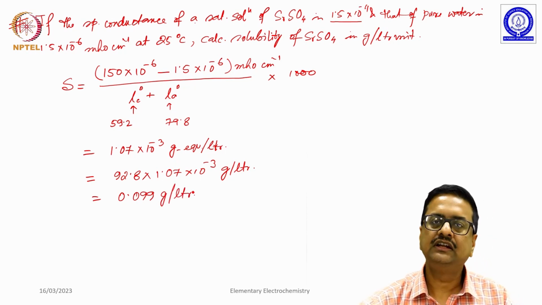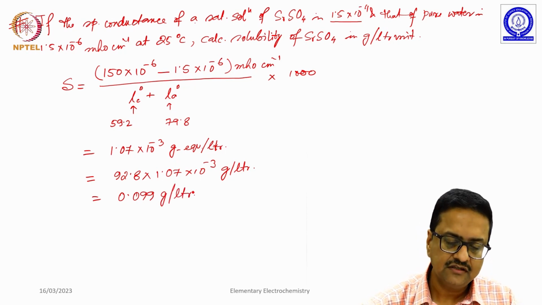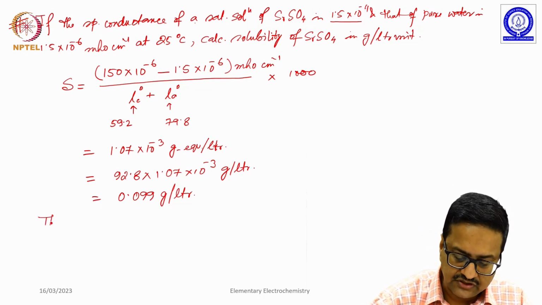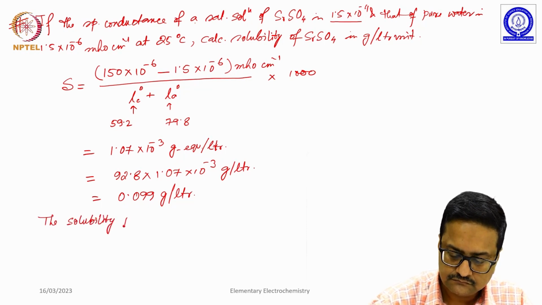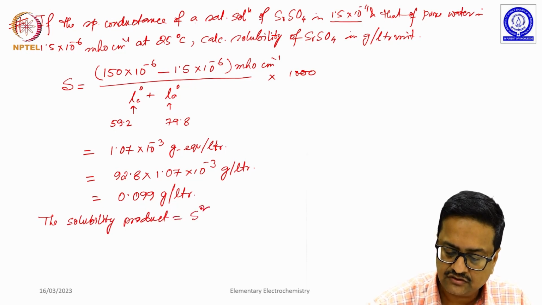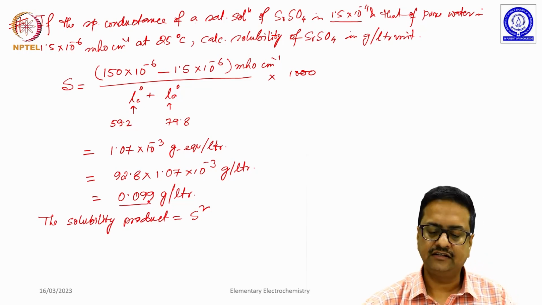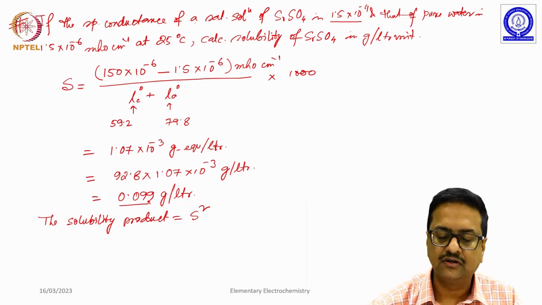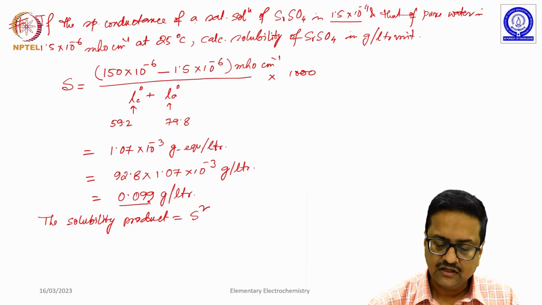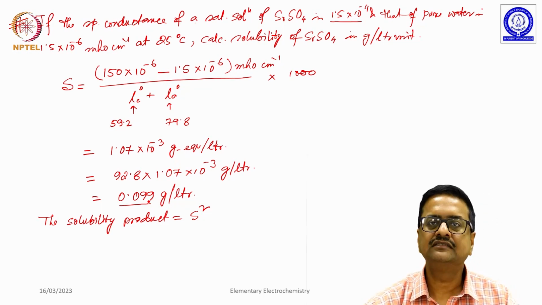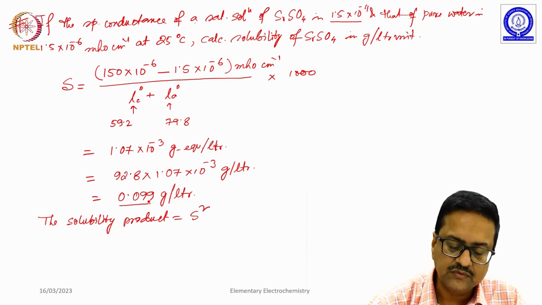So, when this is the solubility of strontium sulfate, one can calculate the solubility product, which in this case is S square. So, you can simply multiply this by this and get the value of solubility product for strontium sulfate. So, this is how one can use the method of conductometric measurements for determination of solubility product.